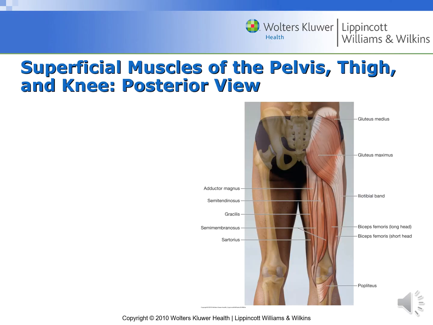From a posterior view, the muscles of the pelvis, thigh, and knee, beginning superiorly from the left-hand side, we see the adductor magnus, the semitendinosus, the gracilis, the semimembranosus, and the sartorius. On the right hand, beginning most superiorly, we can see the gluteus medius, the gluteus maximus, the iliotibial band, the biceps femoris long head, and the biceps femoris short head.